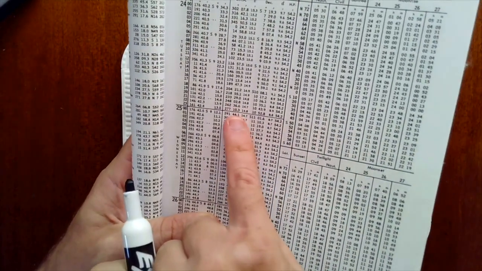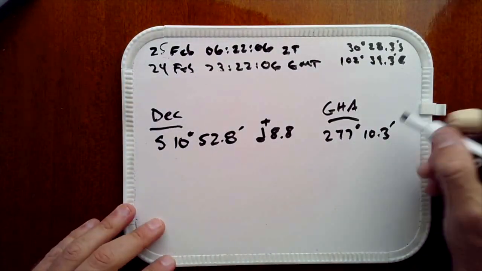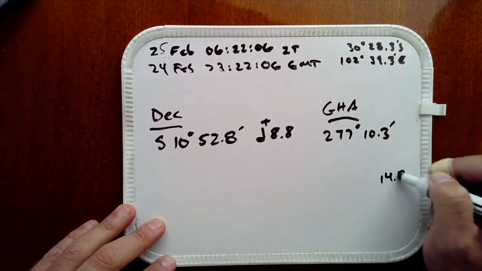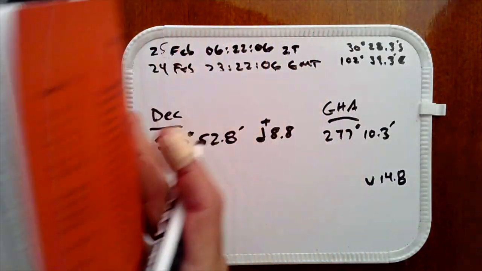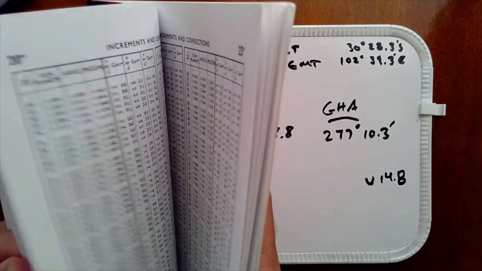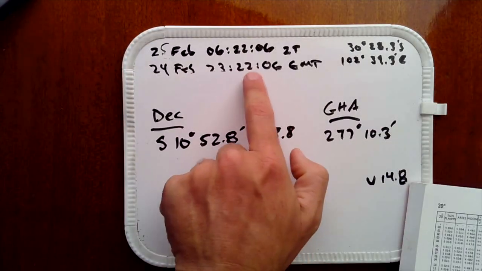Don't forget, for the GHA, there's a V number as well. So that 14.8 V number. All right. So next, we'll go back into the increments and corrections pages for the 22 minutes and 06 seconds that we haven't accounted for yet.